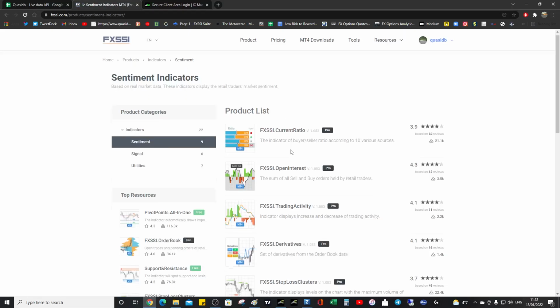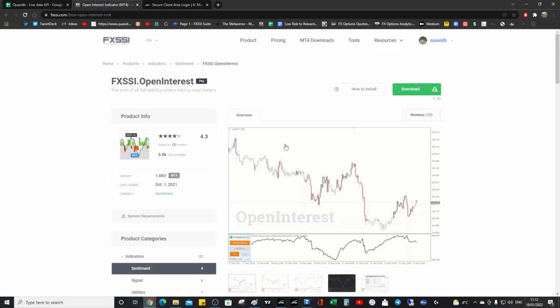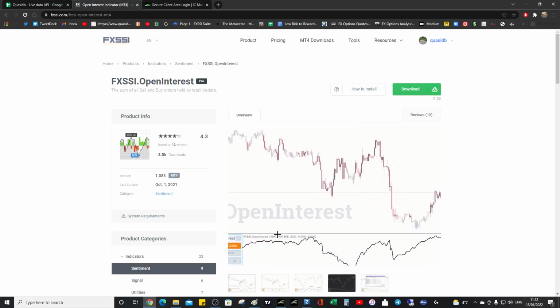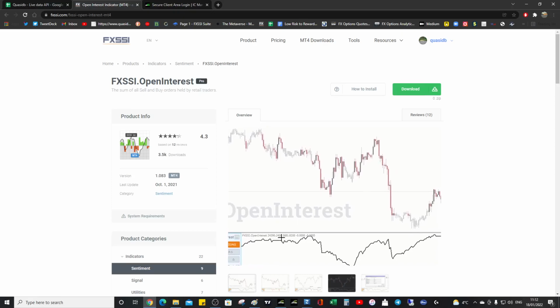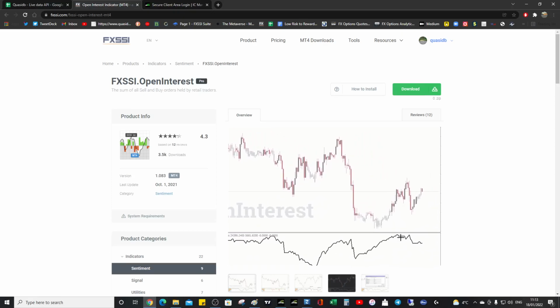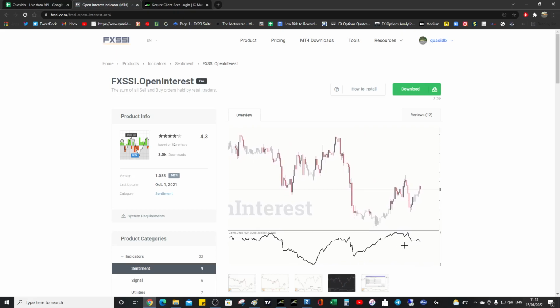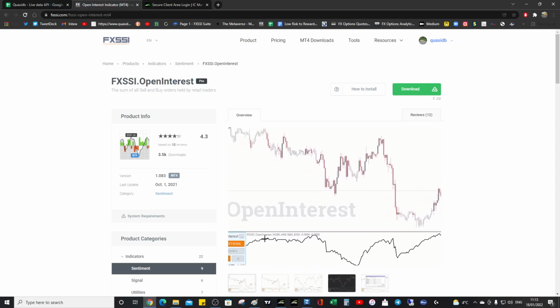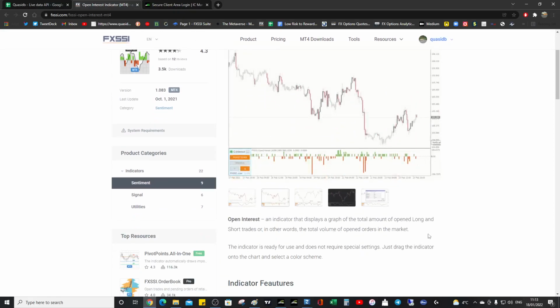Open interest should be fairly self-explanatory. It tells us the amount of volume of market participants. You'll see this increase on big volume days, like NFP. So it just tells us the amount of open long and short trades, or in other words, the total volume of open orders in the market.